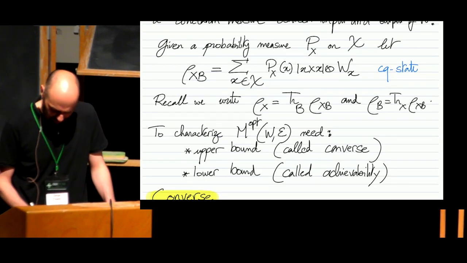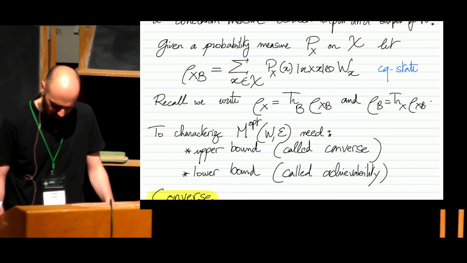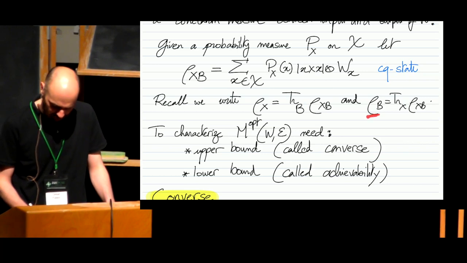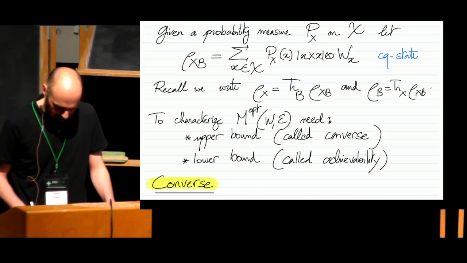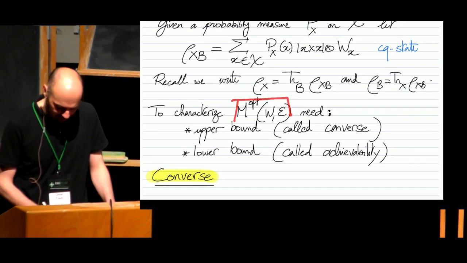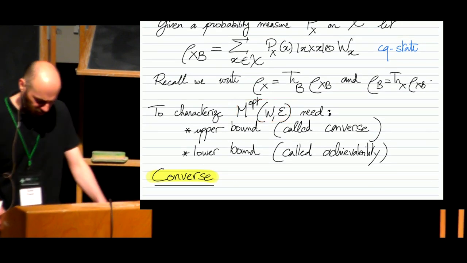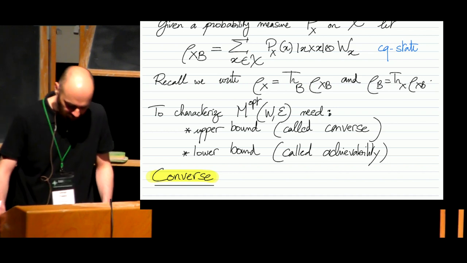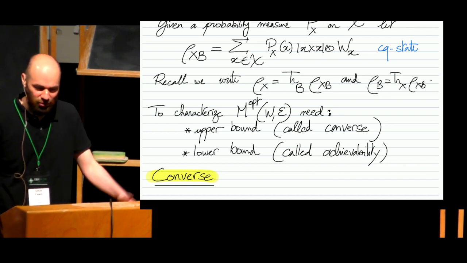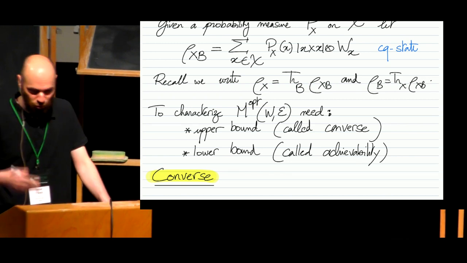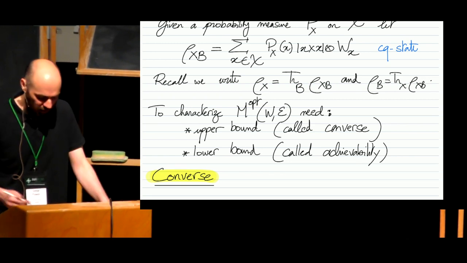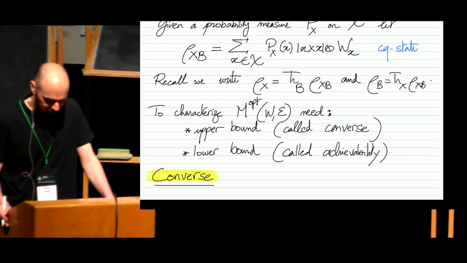Here I just recall this definition of partial traces. Especially rho b will come up, if I take the average. Now I want to characterize this quantity, M opt. And for that, as we did for Stein's lemma, we'll have to show two parts: the converse part, the no-go part, and the achievability part.